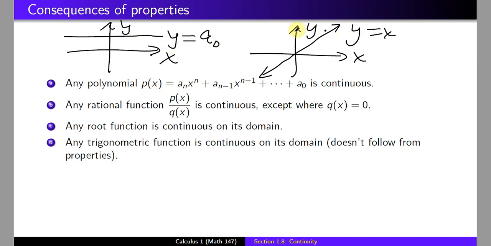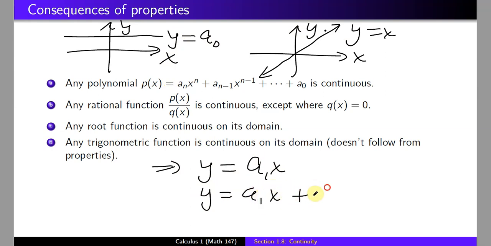Because if these two functions are continuous, then so is the function a1 times x, where a1 is a constant. This is continuous as well. If this is continuous, then so is the sum a1x plus a0. That's a continuous function. If that's continuous, then so is the function x squared. Since x was continuous, if you square it, it's also continuous. If you then multiply it by a constant, it's also continuous. If you then add it to the previous continuous function, it's also continuous.